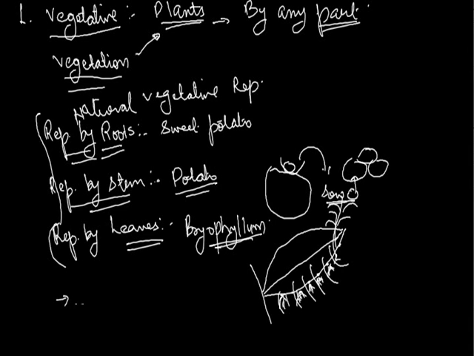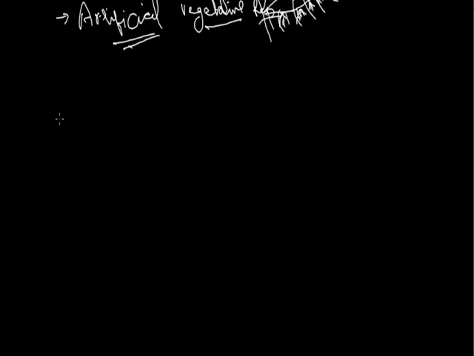It means there must be artificial vegetative reproduction also, and artificial vegetative reproduction means this is performed or done by human beings. By the man, by the people, these processes are completed. That's why this is known as artificial vegetative reproduction. The first type of artificial reproduction is cutting.